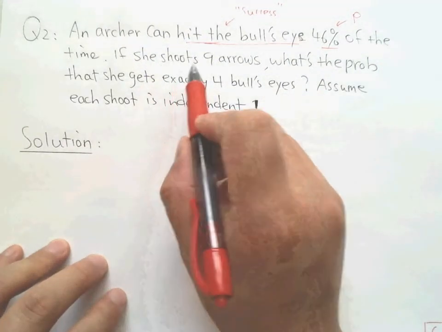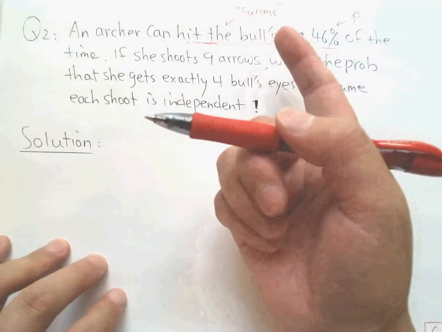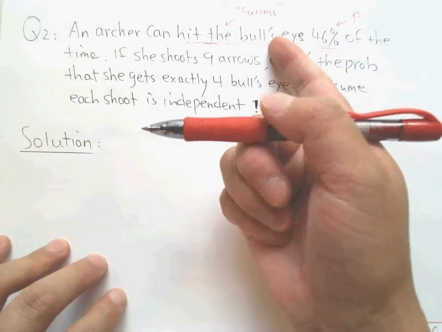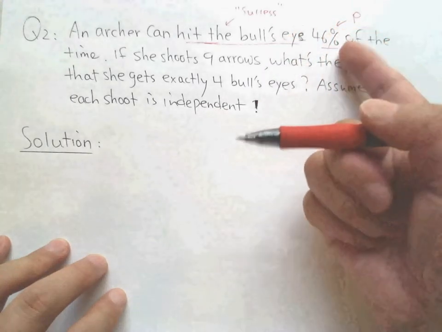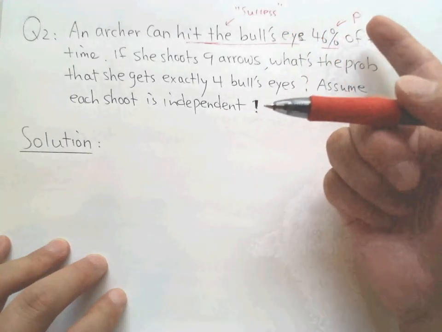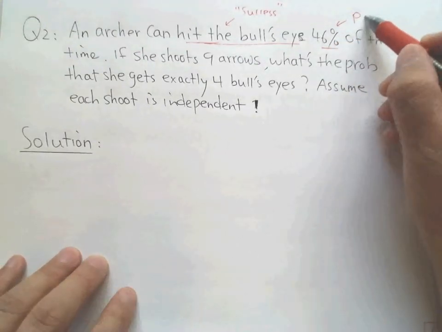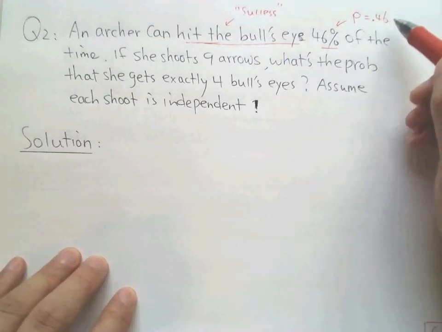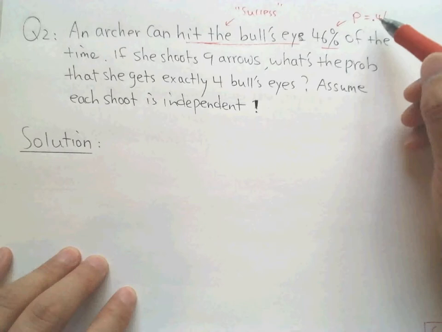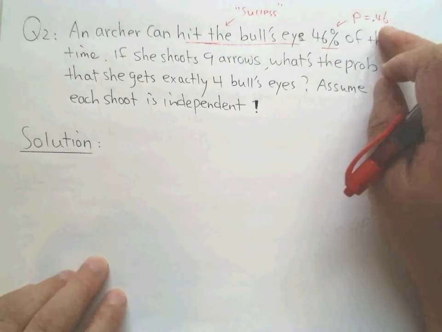Now see the question: she shoots 9 arrows. So each shot is a probability trial. Success is hitting the eye, and not a success is not hitting the eye. And hitting the eye has a probability of 46%, so p is 0.46. And you know what q is, right? q is 1 minus 0.46, which is 0.54.